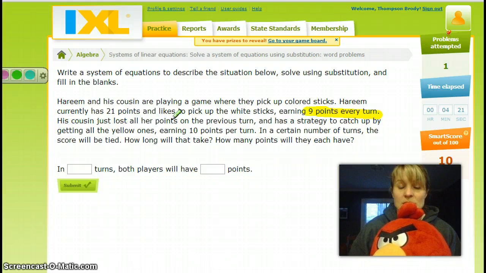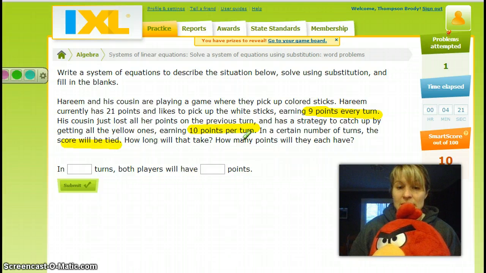His cousin just lost all her points on the previous turn and has a strategy to catch up, getting all the yellow ones, earning 10 points per turn. In a certain number of turns, the score will be tied. So that the score will be tied tells us this is systems of equations.